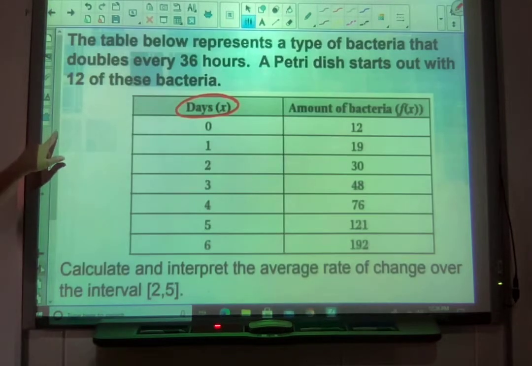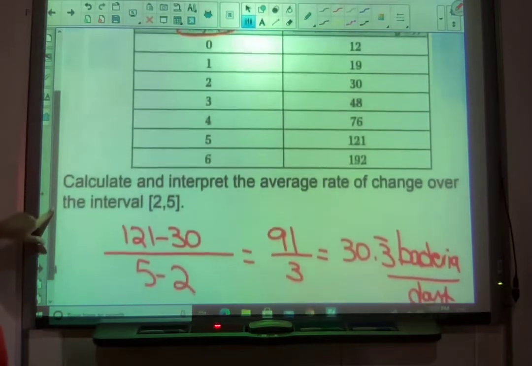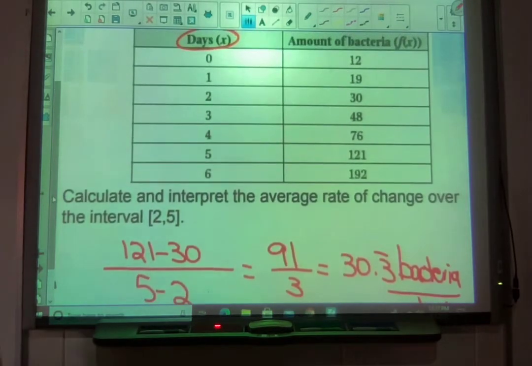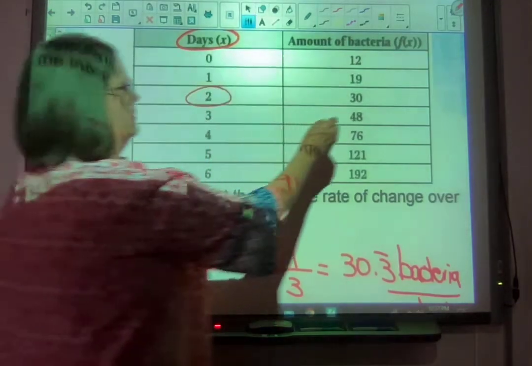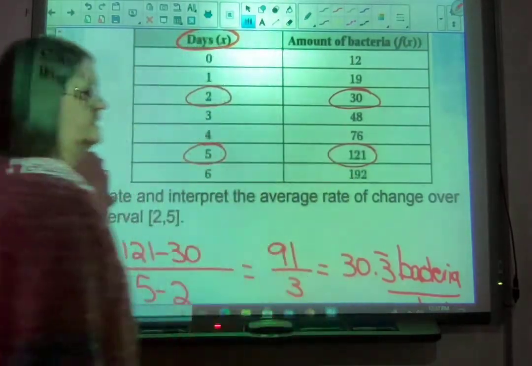Then this one, the table below represents the type of bacteria that doubles every 36 hours. A Petri dish starts out with 12 of these bacteria. It wants you to calculate and interpret the average rate of change over the interval from 2 to 5. So here's 2, here's 5. These are the numbers we're interested in.